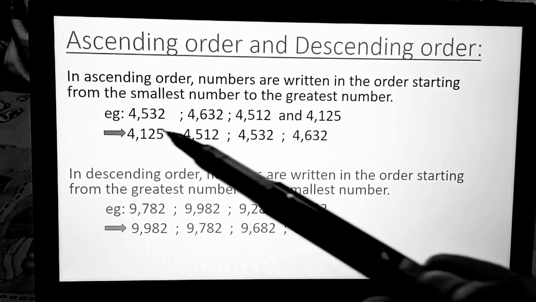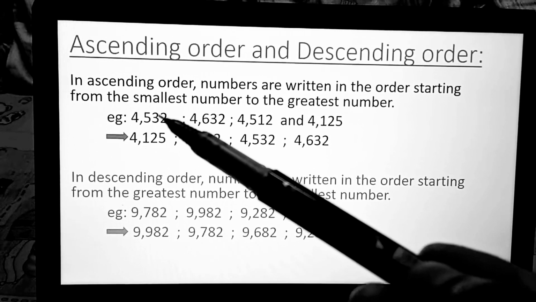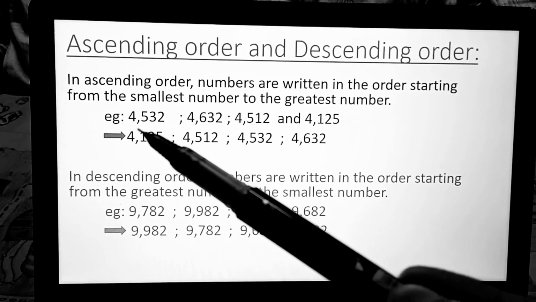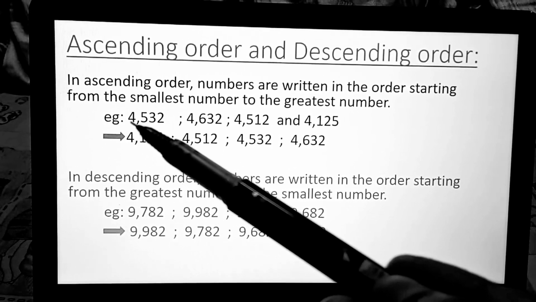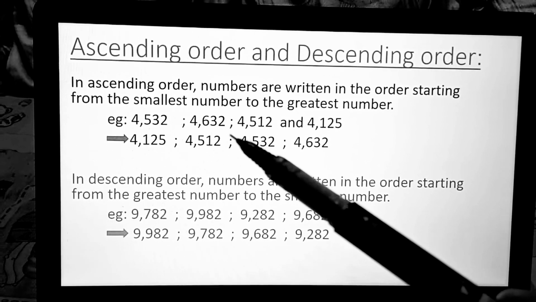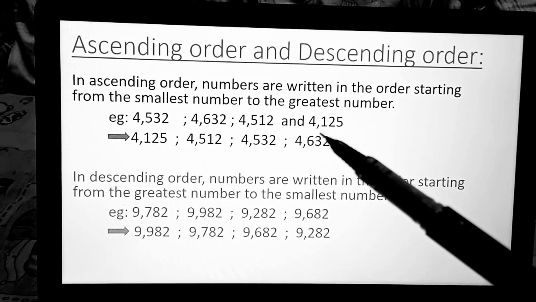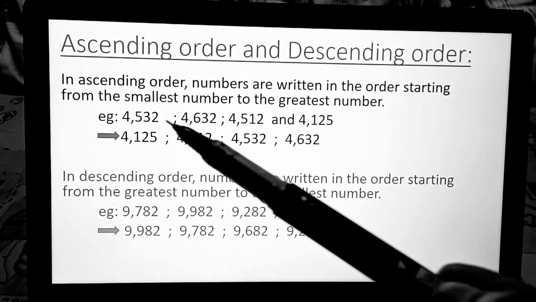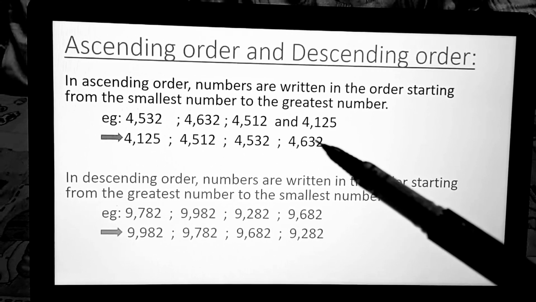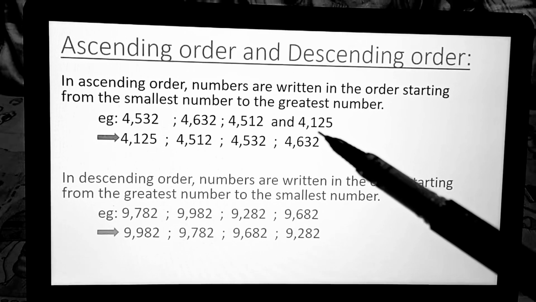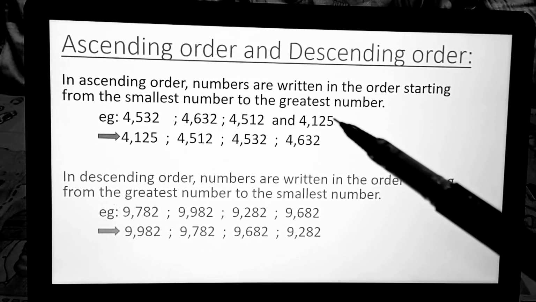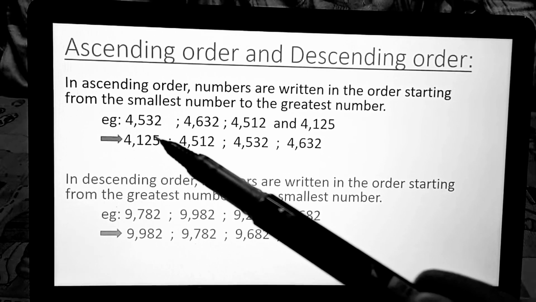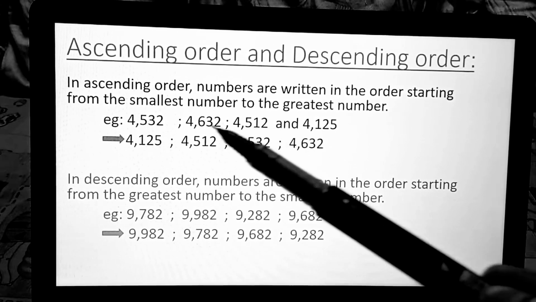Okay, and you know how we compare the numbers? All are 4-digit numbers, na children. So we will compare the extreme left digit. So here 4, 4, 4, again 4, all are same. Now we move to the next digit, that is 5, 6, 5, 1. So which is the smallest? That is 1. So we write this number 4125 at first. Okay. Now we are left with these 3 numbers.